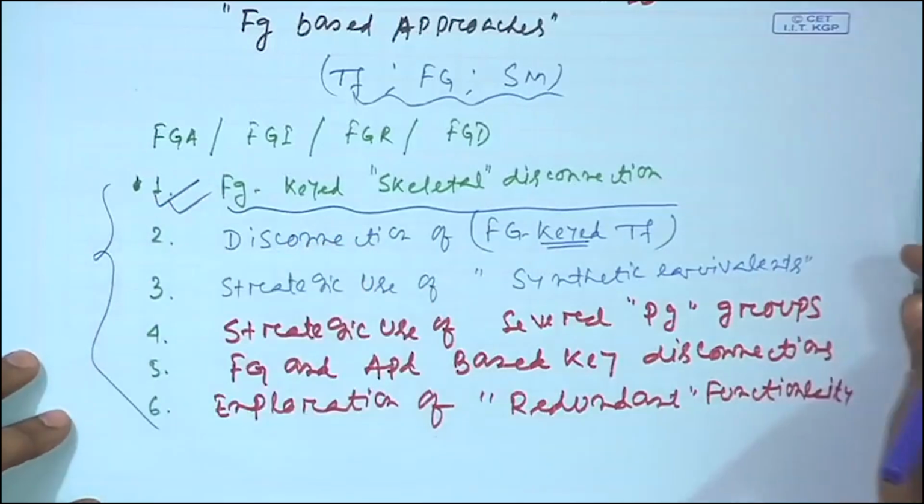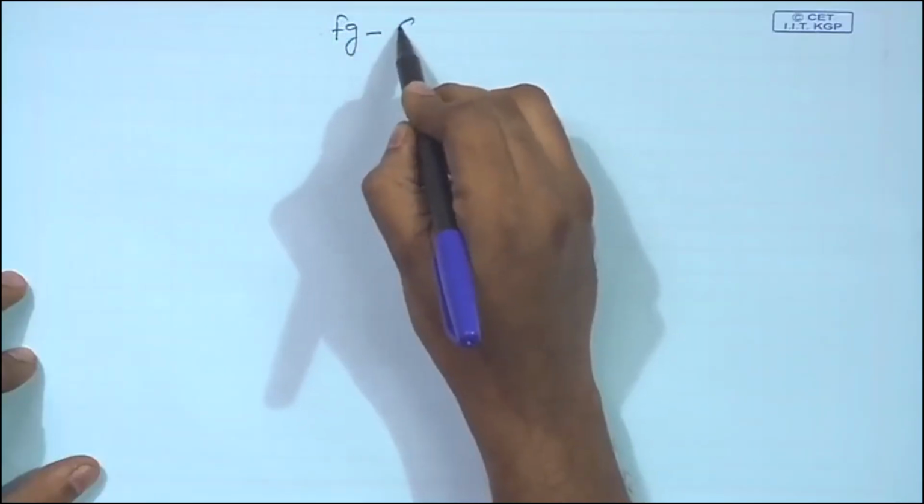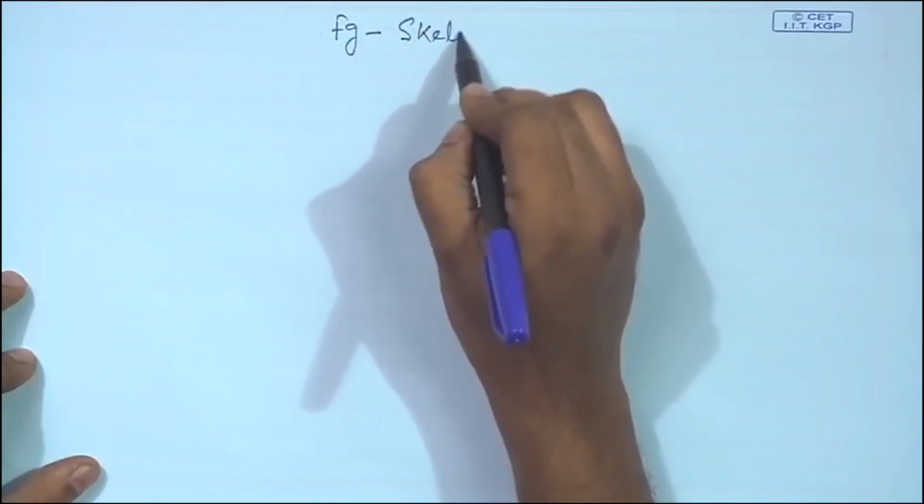and as I said, we will first talk about point number 1, functional group based skeletal disconnection.